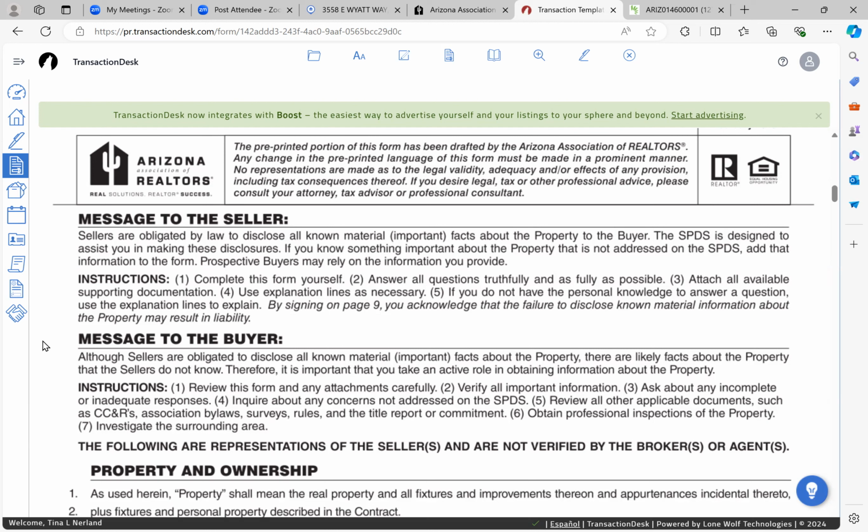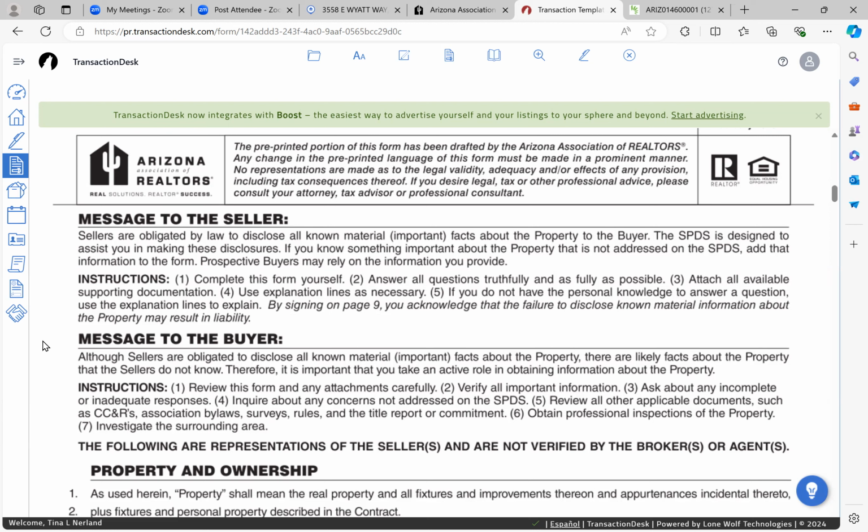Instructions: review this form and any attachments carefully. Verify all information. Ask about any incomplete or inadequate responses. Inquire about any concerns not addressed on the seller disclosures. Review all other applicable documents such as CC&Rs, association bylaws, surveys, rules, or other title report or commitment. Obtain professional inspections of the property. Investigate the surrounding area. The following are representations of the seller and are not verified by the broker or the agents.